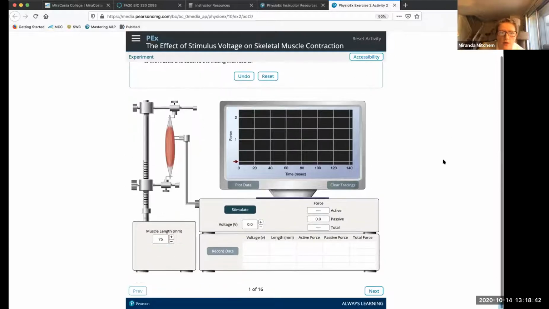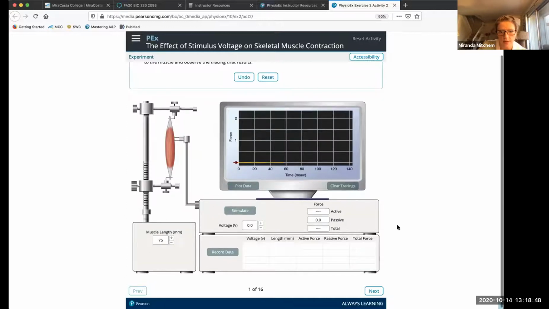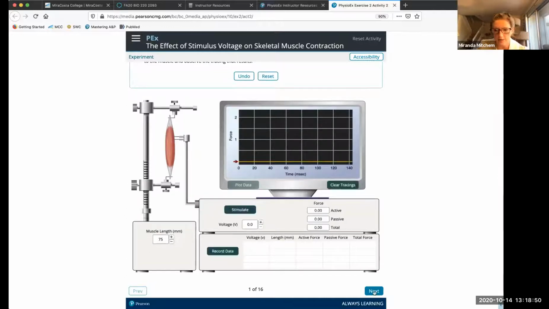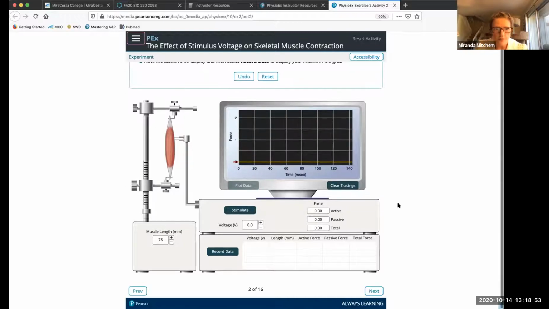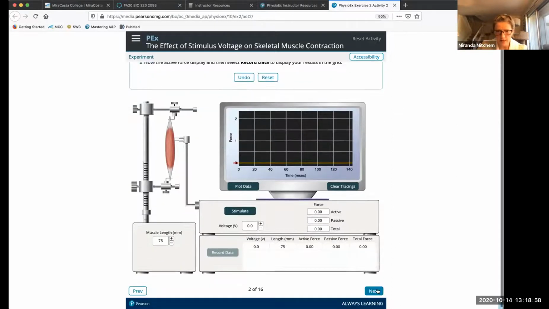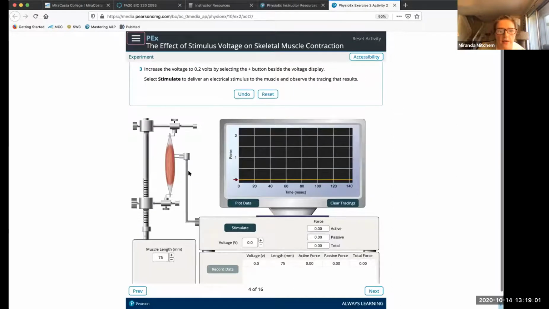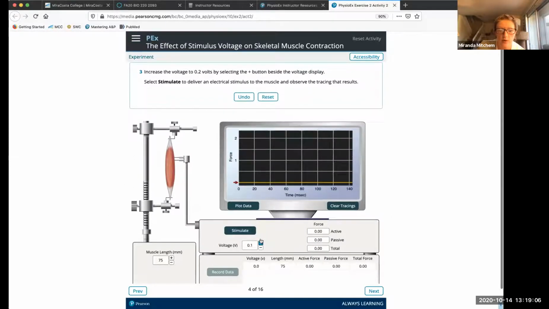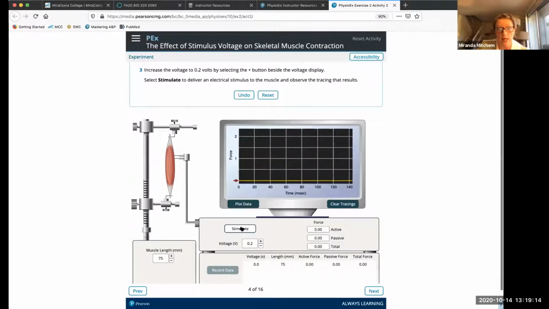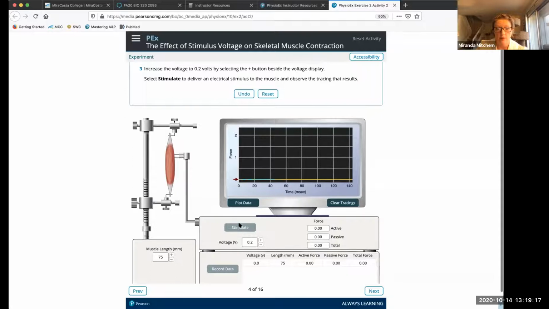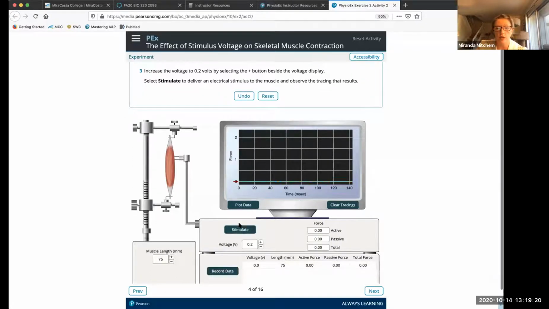You have to follow the steps in PhysioX or it doesn't work right. Oh, it's doing the same thing again. Next. Okay, sorry about that. So now it's telling me to increase the voltage to 0.2. Before it was 0. Now I'm going to hit stimulate and we'll see if this is enough electrical stimulus. We're looking at that blue line and it just goes straight through as well.